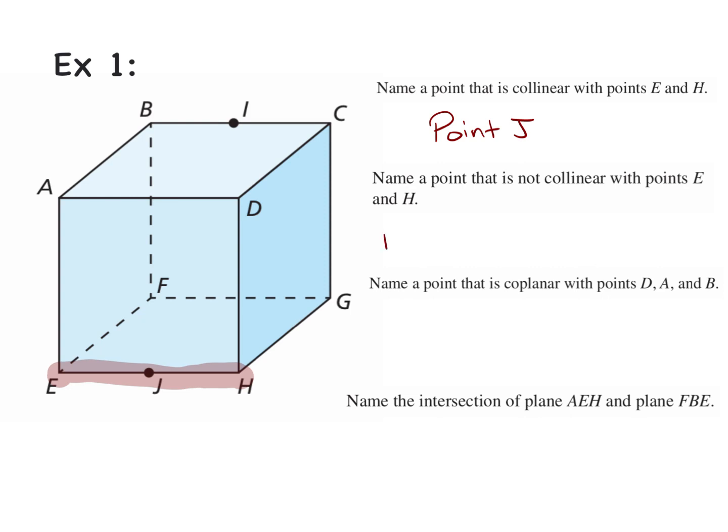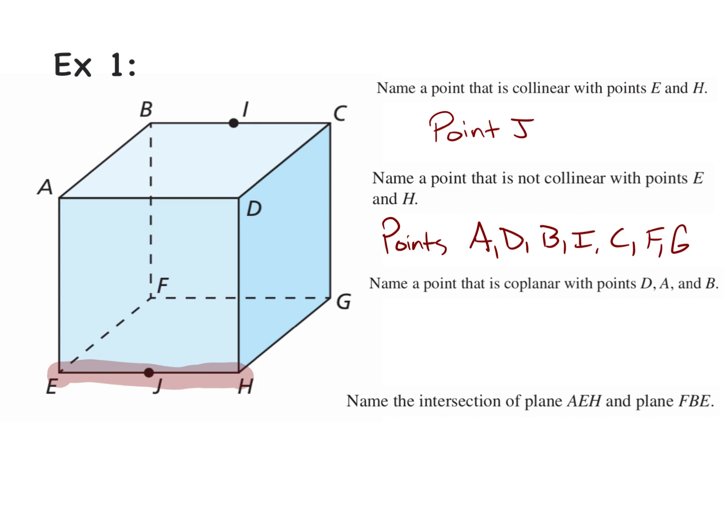So let's write all of them. It only asks for one, but let's mark all of them. Points A, D, B, I, C, F, and G. Okay. All those points are not collinear. They're not on that same line together. That's why I like to use the colors, because it makes it stand out which ones go together, and you can easily look at the rest of them.